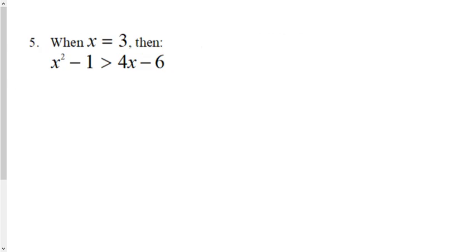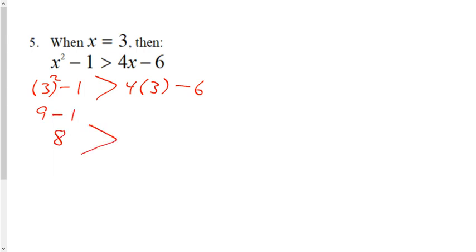Question 5, when x is 3, then this one will be greater than this one. So all it asks you to do is substitute 3 for your x and simplify using BEDMAS. So 9 take away 1 is 8. 12 take away 6 is 6. Is 8 greater than 6? Yes, it is. And therefore, you would say true. When x is equal to 3, and I substitute into my two expressions, the left binomial will work out to be 8. The right binomial will work out to be 6. And therefore, it is true.